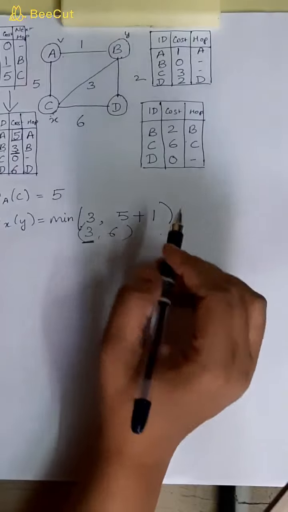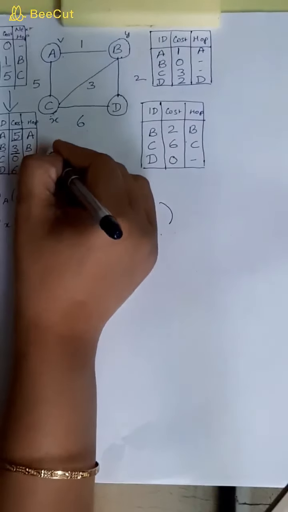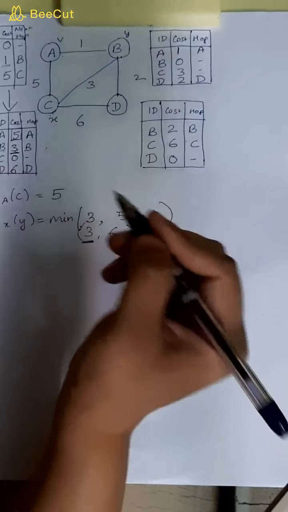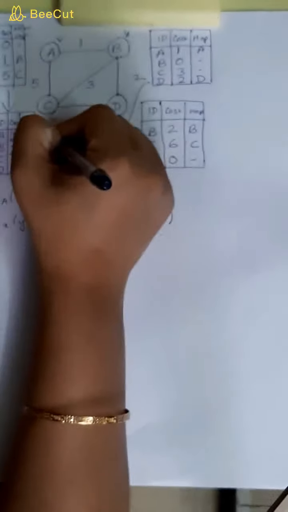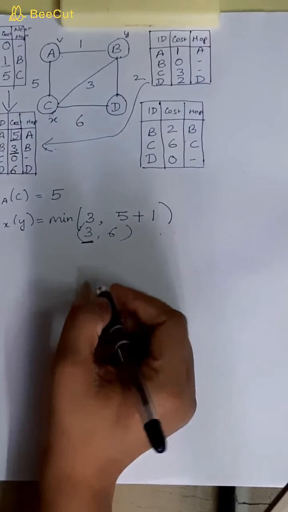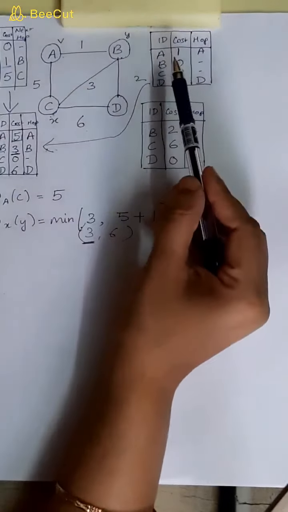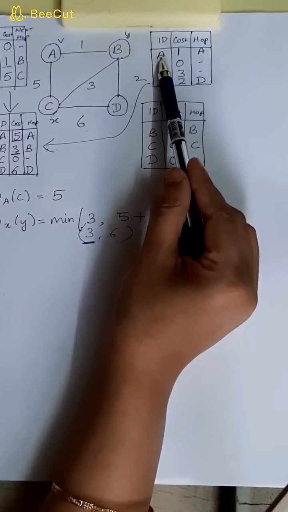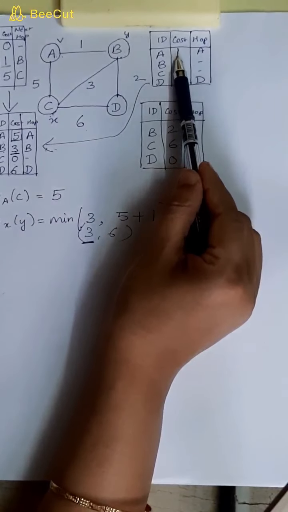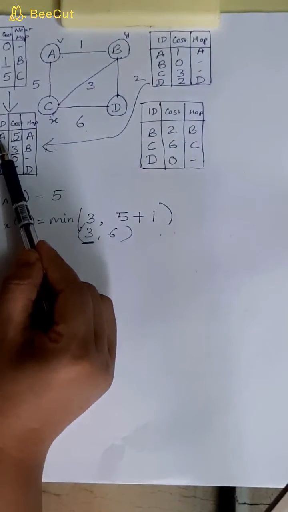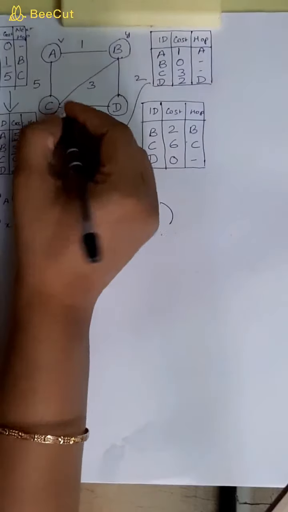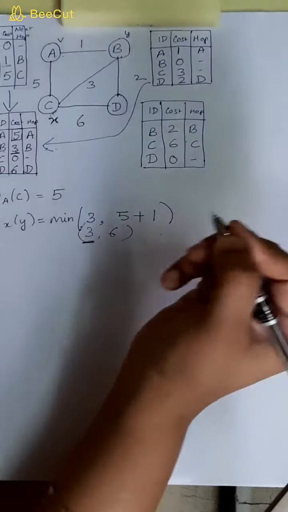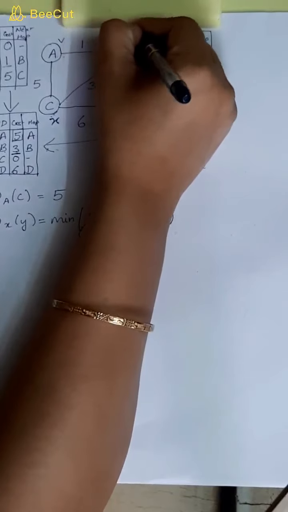Now, in the second case, B will send its own table to C. Now see, when B will send its table to C, what will happen? In this case, you see that to reach A, the cost is 1. Here, to reach A, the cost is 5. So what we'll do, we'll take C as X, B as V, because V is the neighbor which is sending its table.